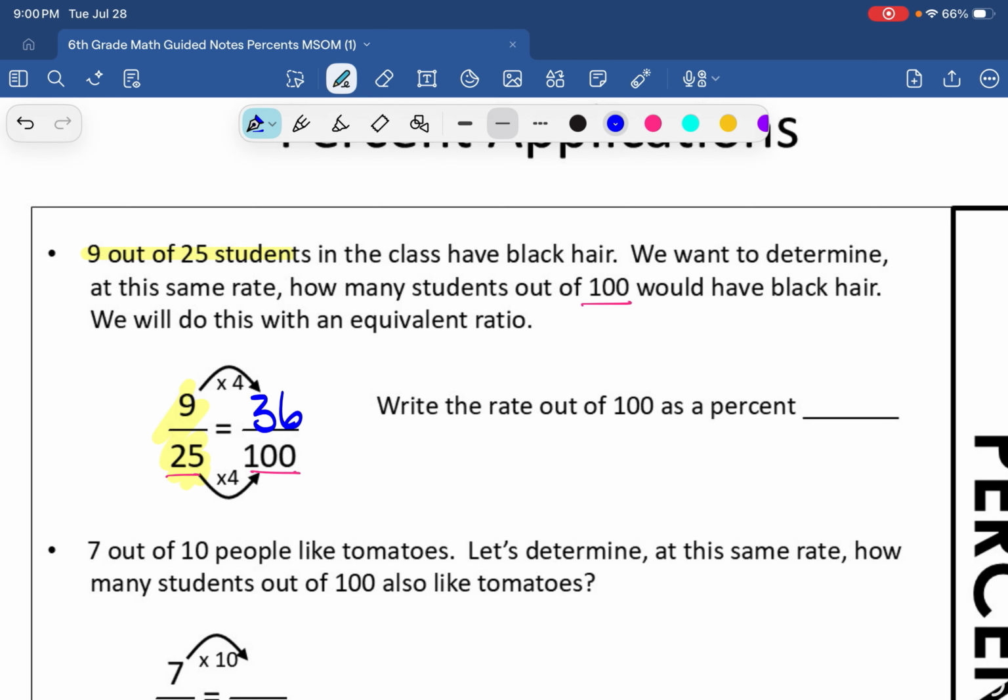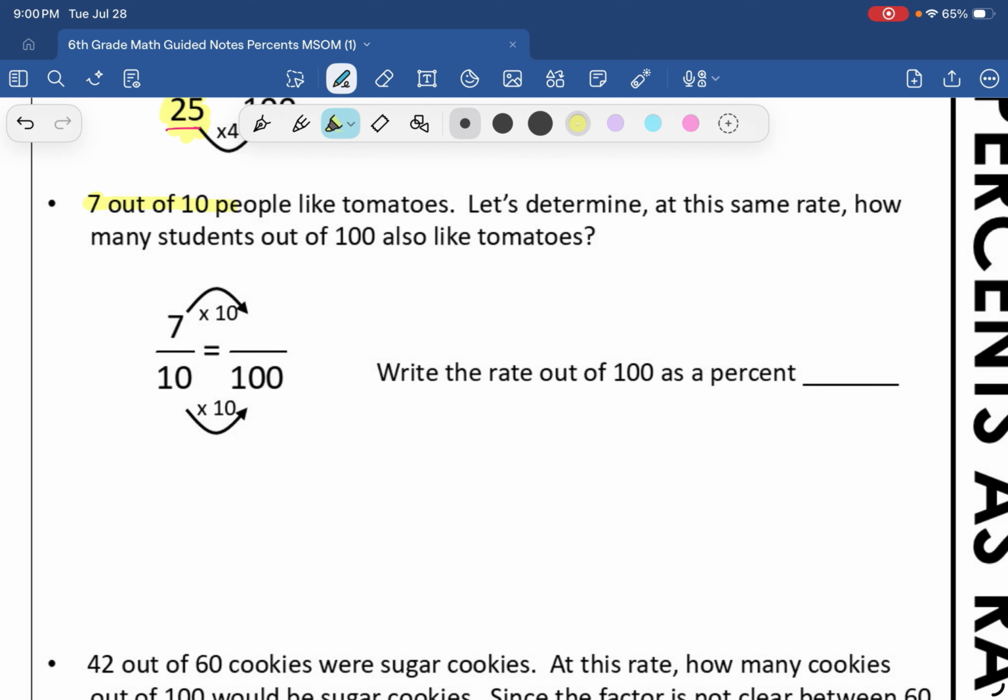Now it says write the rate out of 100 as a percent. That will be 36%, because remember that percents are ratios out of 100. So 36 over 100 will be 36%. 7 out of 10 people like tomatoes. Let's determine at this same rate how many students out of 100 also like tomatoes.